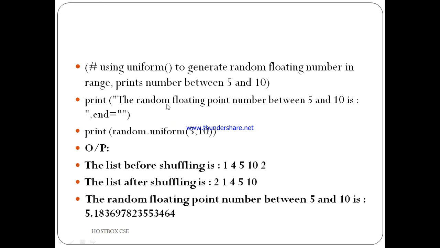Then we can use uniform to generate a random floating number between 5 and 10. I don't want all the print statements again, so we come to here: random dot uniform of 5 comma 10. So what will happen is it will give the exact output of the list before shuffling and after shuffling, 2 1 4 5 10. Again I am repeating, when I execute a second or fourth time the output will vary. And finally it prints the floating number between 5 and 10, like 5.1836. Okay, so these are the points about the range of random number operations.